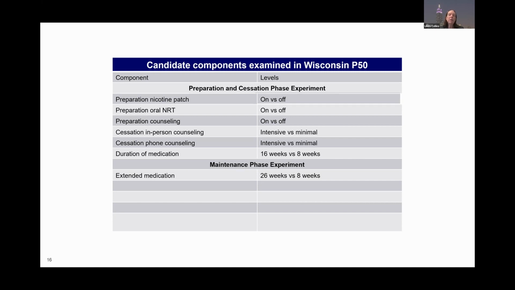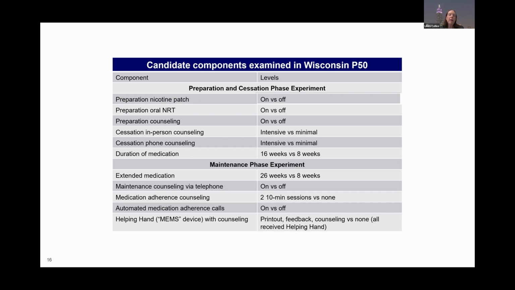The second experiment looked at 5 different candidate components. Extended medication, 26 weeks versus 8 weeks. Remember, everybody got medication starting at the quit date. Maintenance counseling via telephone, on versus off. Medication adherence counseling, 2 10-minute sessions versus none. Automated medication adherence calls, on versus off.